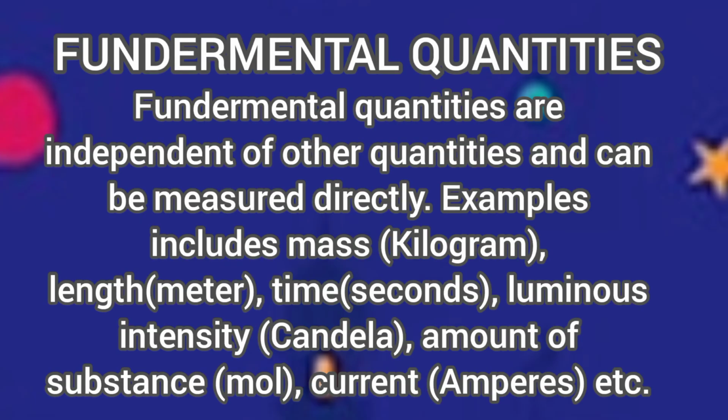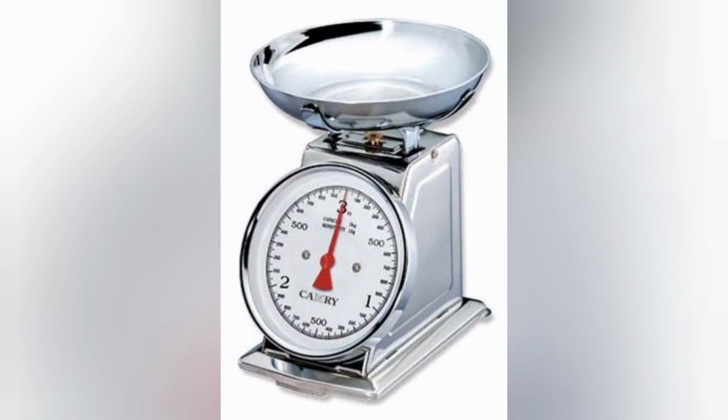Fundamental quantities are independent of other quantities and can be measured directly. Examples include mass, whose unit is in kilogram, length, whose unit is in meter, time, whose unit is in seconds, luminous intensity, whose unit is in candela, amount of substance, whose unit is in mole, current, whose unit is in amperes.